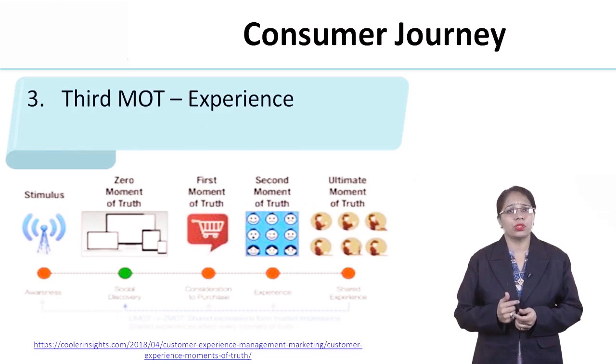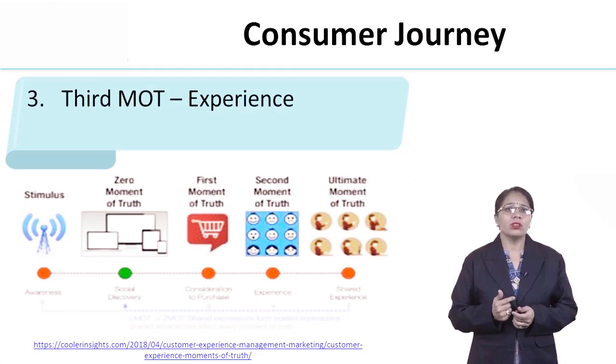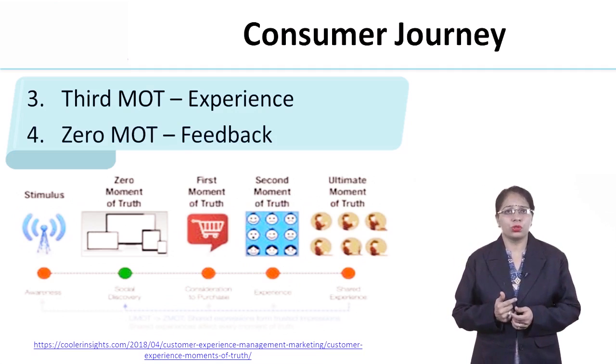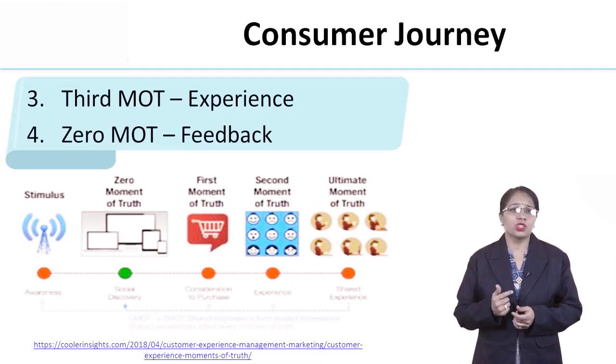The third moment of truth is when the consumer experiences the product. Google built on this idea and came up with the zero moment of truth in 2011. Zero moment refers to the point in the purchase cycle when the consumer reaches for a product or service. Zero means the process of researching the product online.